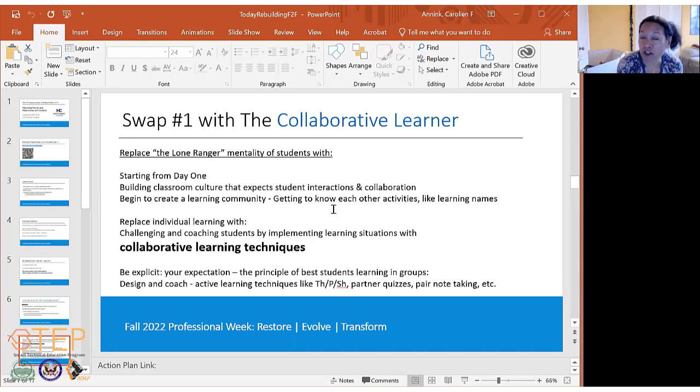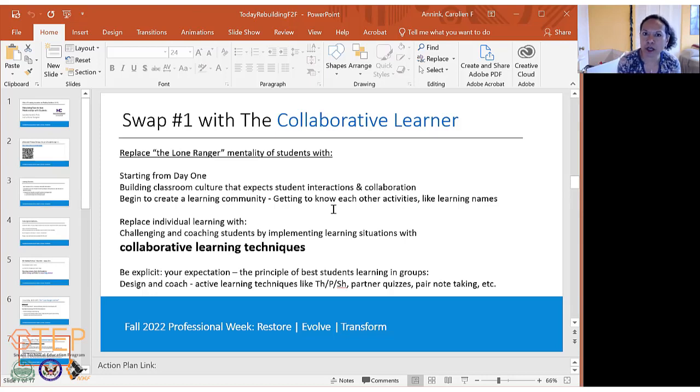Too, and you can even mention studies that show that that's the way people learn, in groups, from each other and with each other. So from day one, you can start establishing that community by students introducing themselves, learning names, doing kind of introductory games. That way, students realize that that's what they're going to experience. They're going to experience collaborative learning because that's how you as a professor teach, with collaborative learning techniques. So be explicit about it.